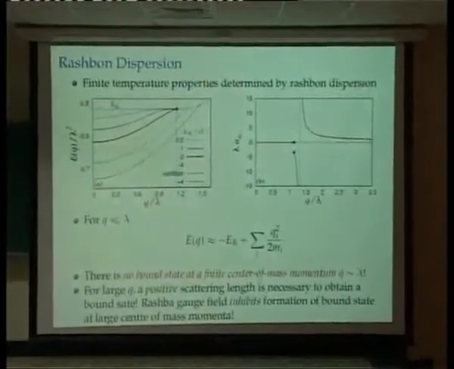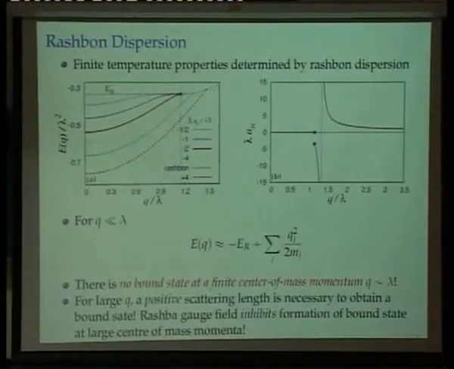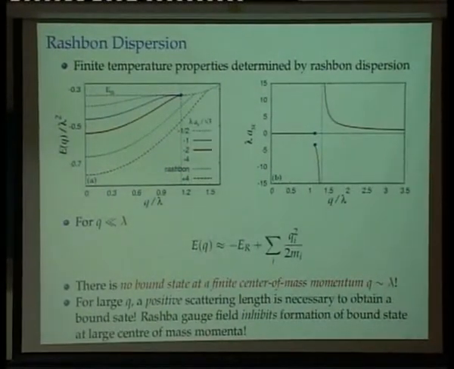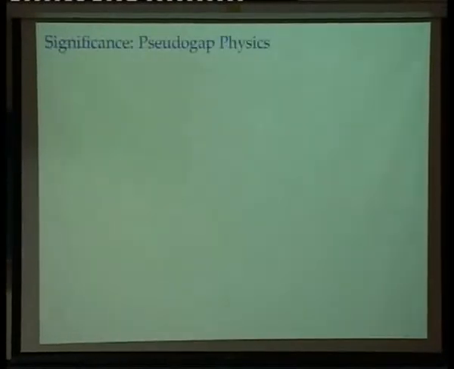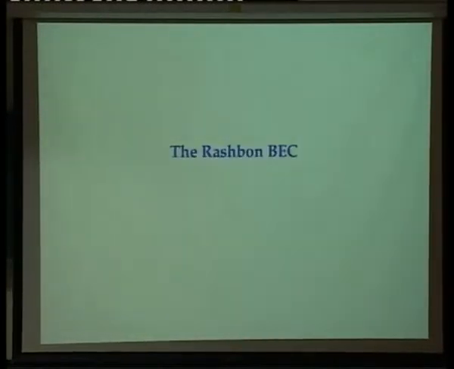Okay, so let me skip all these things about Rashbon dispersion. Jayanth made this beautiful discovery that although the Rashbons are binding at small center of mass momenta, the spin orbit coupling inhibits bound state formation at finite momenta. So what that means is that you will have strong pseudogap effects in this system. Okay? All right, so let me skip that. So this is the Rashbon BEC. This is related to your question. So we want to understand the properties of the Rashbon BEC.